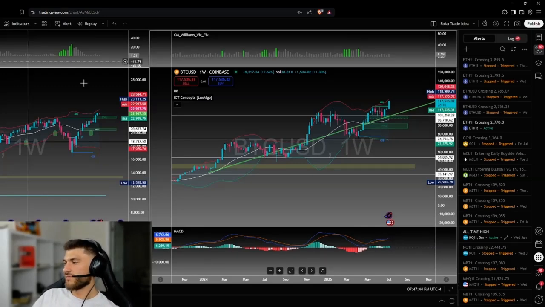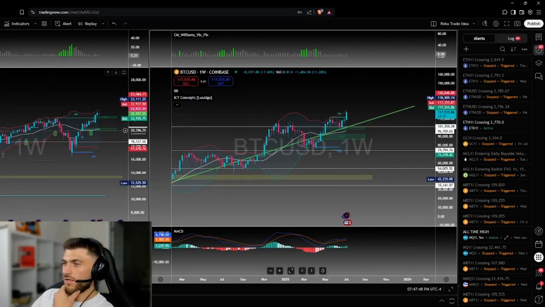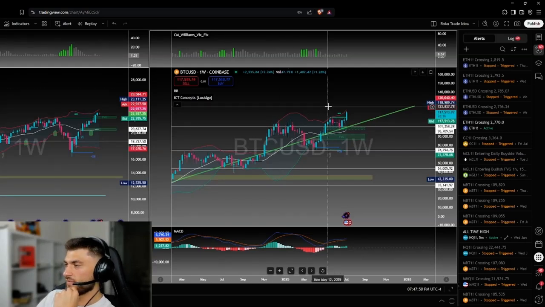On a weekly time frame, this is steadily going to the upside. So I'm not worried about that drawdown. And that's how you avoid getting shaken out of a position: understanding a higher time frame sentiment.